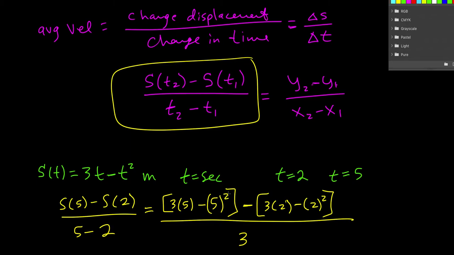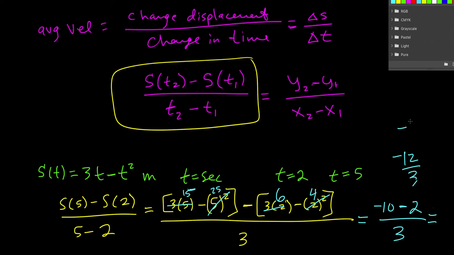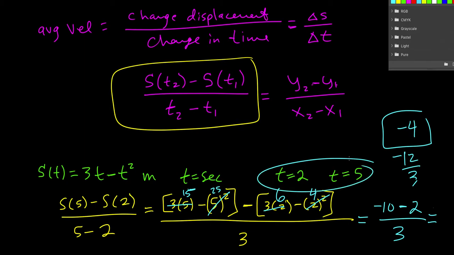Okay, so this is 25. And then this is 15. So 15 minus 25 is going to give us negative 10, minus right here. And then this is 4. This is 6. 6 minus 4 gives us 2. That's still over 3. We get negative 12 over 3, which gives us negative 4. So that's the average velocity over that time interval.